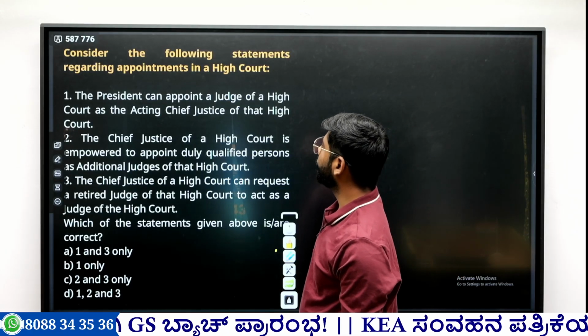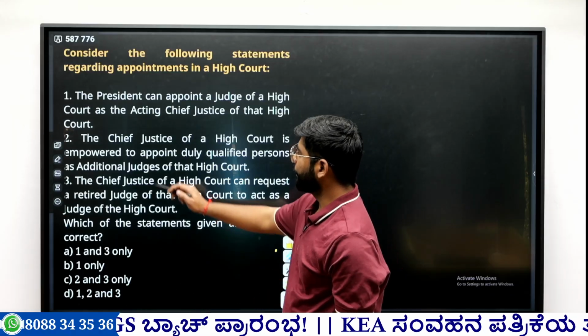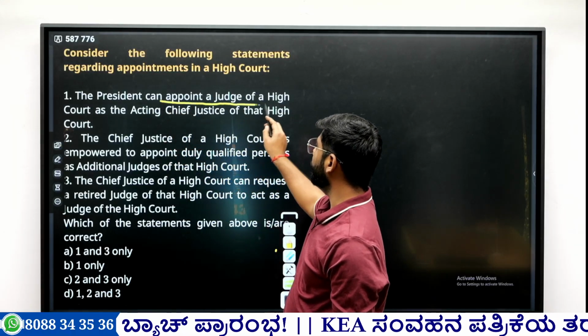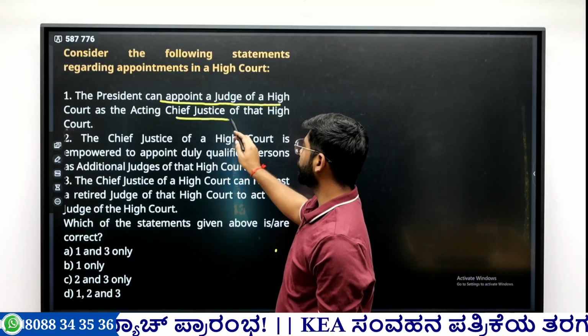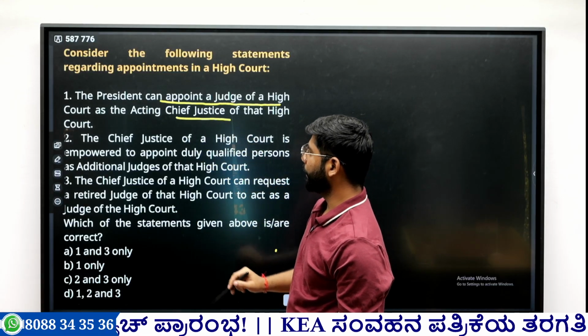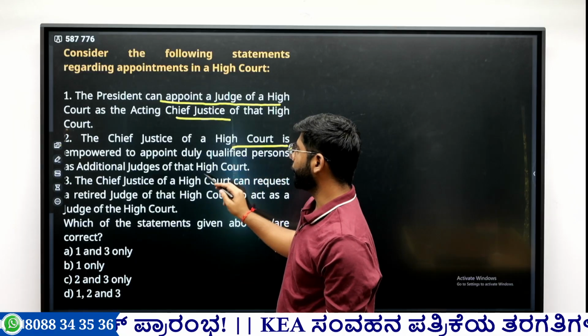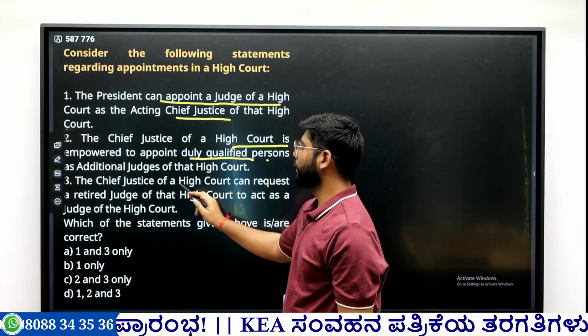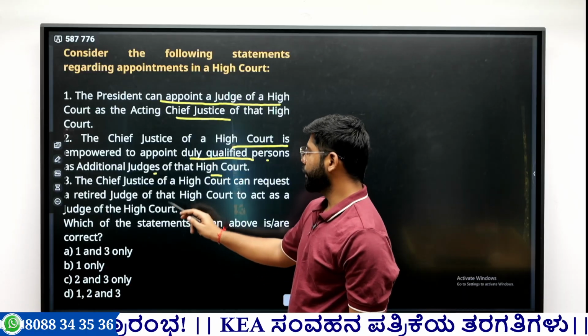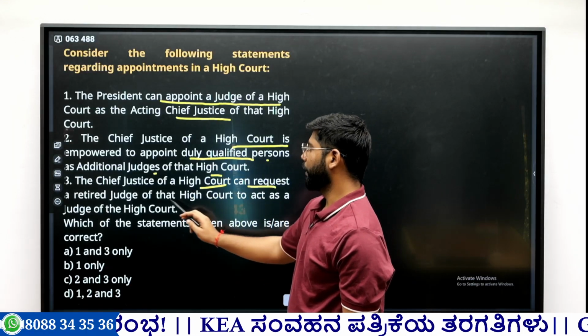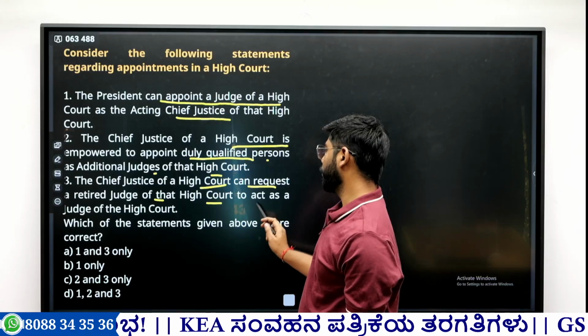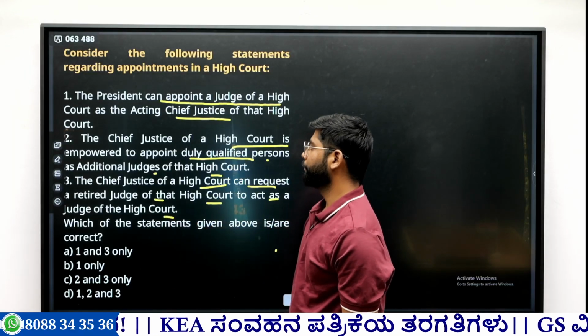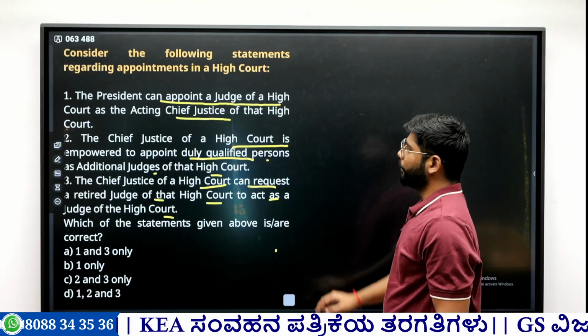Then again, appointments in High Court. First statement: the President can appoint judge of a High Court as acting Chief Justice of that High Court. Then Chief Justice of High Court is empowered to appoint duly qualified person as additional judge of High Court. Then Chief Justice of High Court can request retired judge of the High Court to act as a judge of the High Court. So now in these three cases, first is correct.